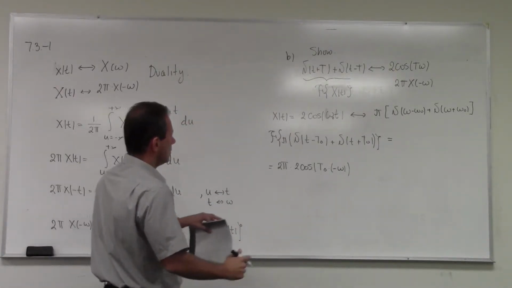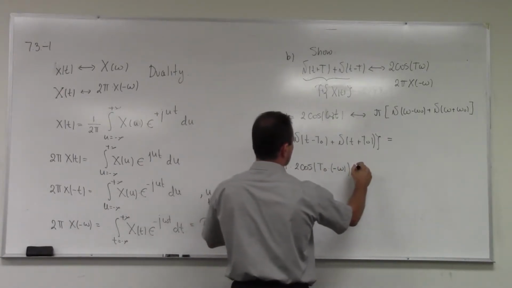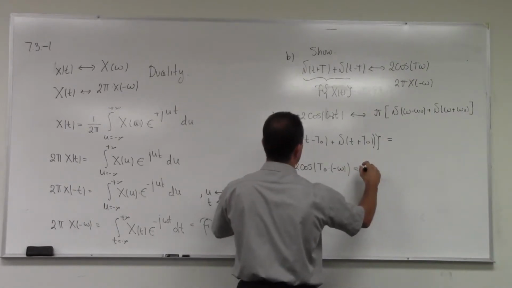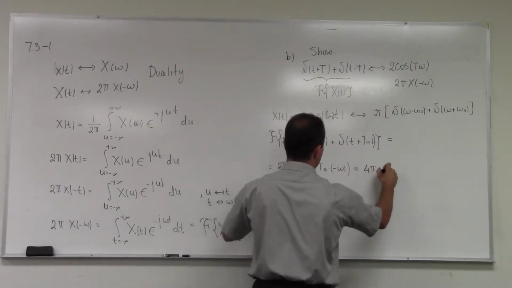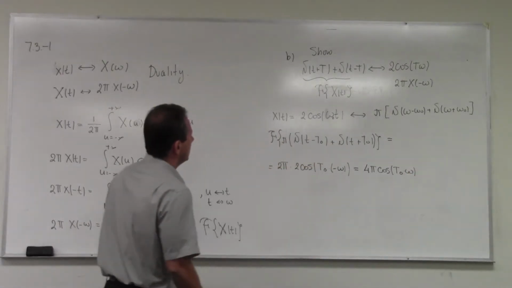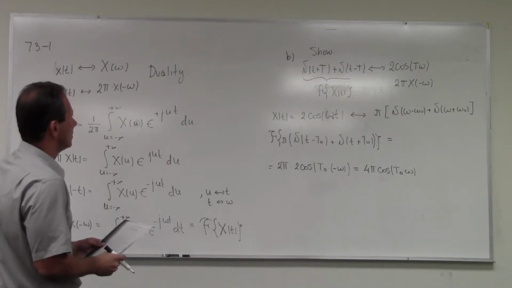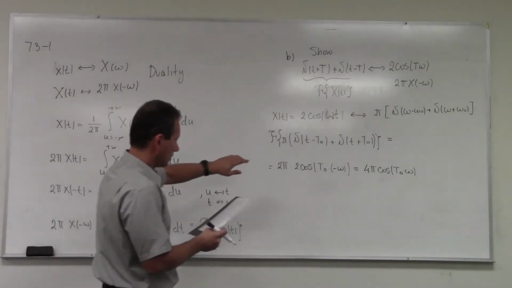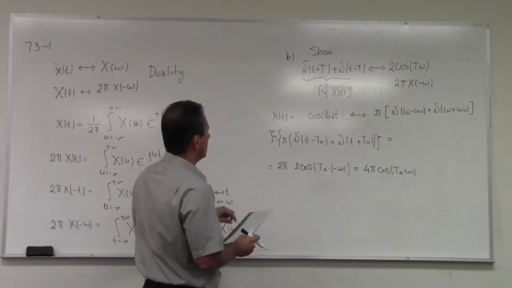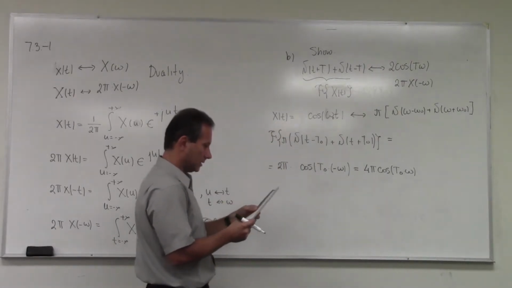Okay, so now I use the property of the cosine that it is an even function. So this becomes 4 pi cosine t0 times omega, and I have an extra 2 somewhere. So I wonder where this 2 is coming from. The Fourier transform of this guy is that, right? So this is from the table, entry number 9.